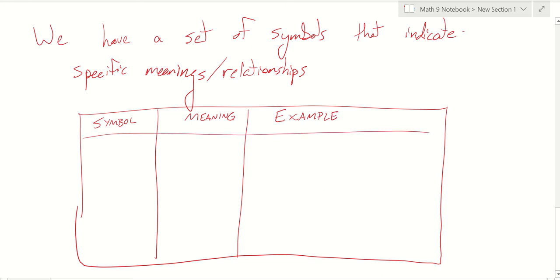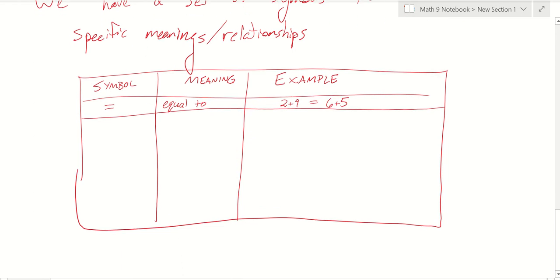So what is the first example here? Well, let's do the first symbol, a really familiar symbol here. This is an equal sign. So for this equal sign, it means equal to, right? The left-hand side is equal to the right-hand side. What is an example? 2 plus 9 is equal to 6 plus 5. Right? So they are both equal to 11. So that's an equal sign.